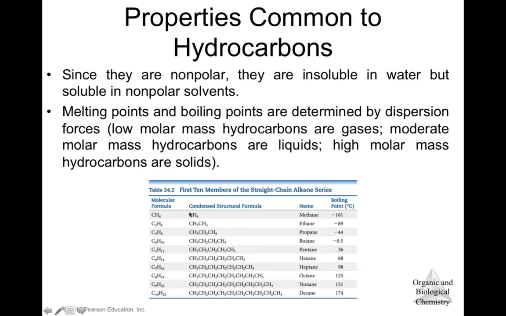So for 1 carbon it is methane, for 2 carbons ethane, for a chain of 3 carbons propane, 4 carbons butane, 5 pentane, 6 hexane, 7 heptane, 8 octane, 9 nonane, and 10 decane. So these are the names of the first 10 straight chain alkanes that you are going to remember and use.